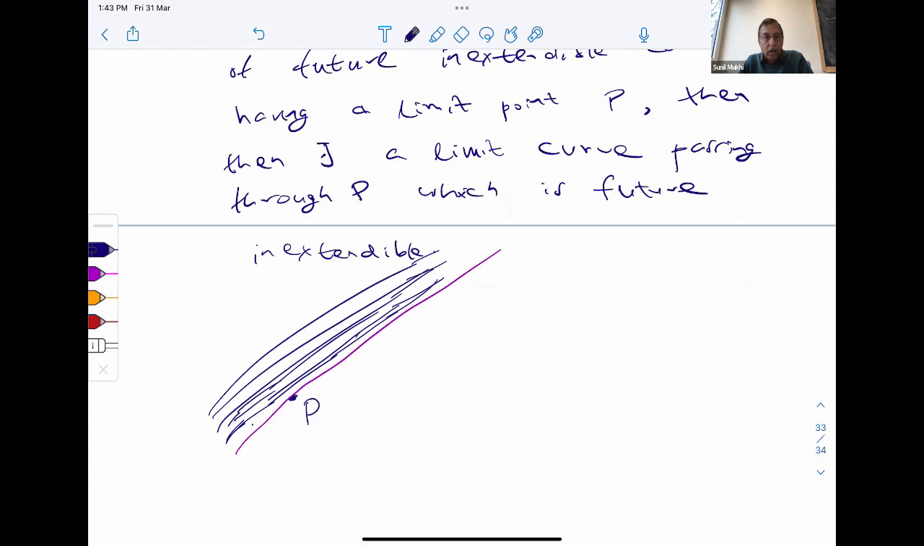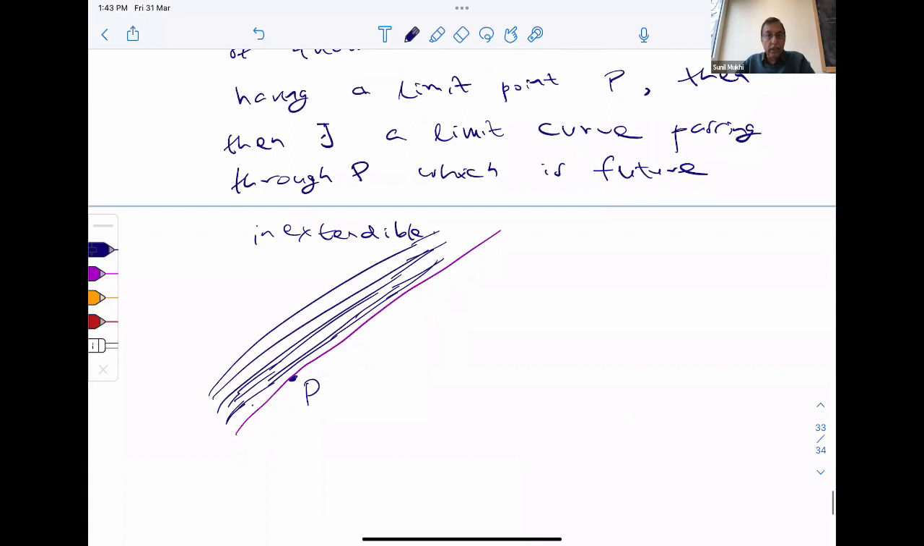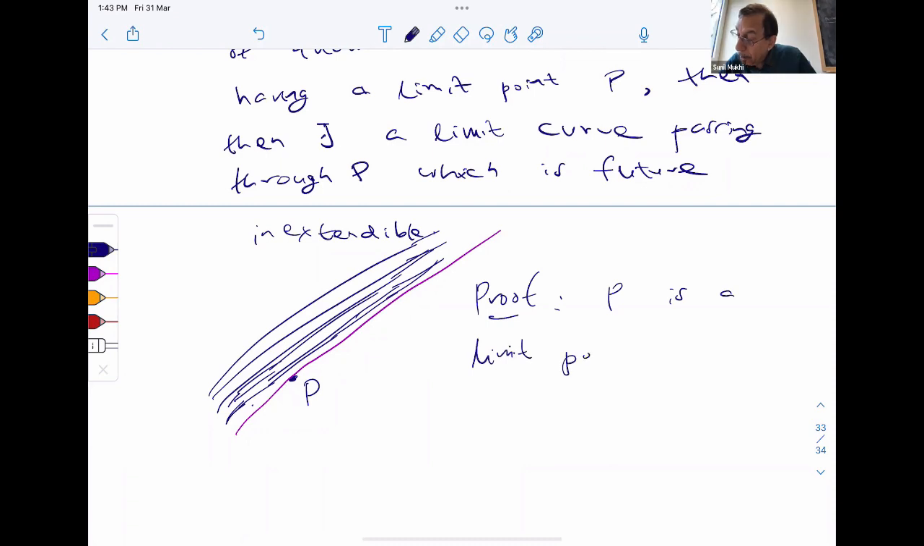Okay. Yeah. Good. So the proof goes like this. First of all, P is given to be a limit point. So for every open neighborhood of it, O, it intersects infinitely many of the curves in this sequence that we are given. Now we are going to choose our O in a particular way. This is true for any open neighborhood O.